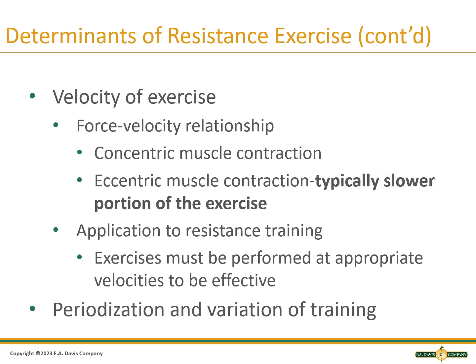The velocity that an exercise is performed is also going to determine its effectiveness. So we have what's called the force-velocity relationship. For concentric muscle contractions, we tend to get more force with a faster contraction, but eccentric muscle contractions are typically the slower portion of the exercise and require slower motion to generate greater levels of force and greater levels of control.